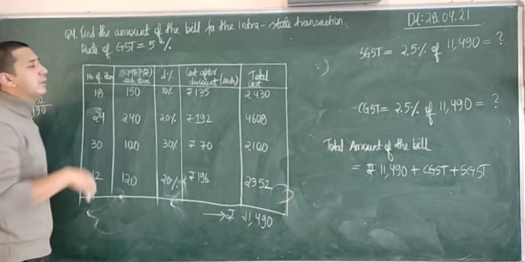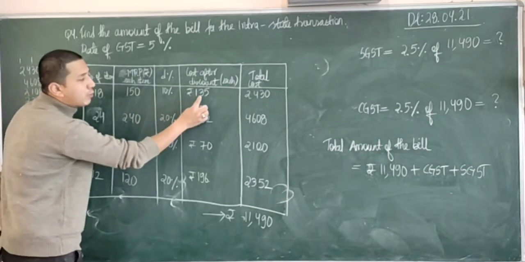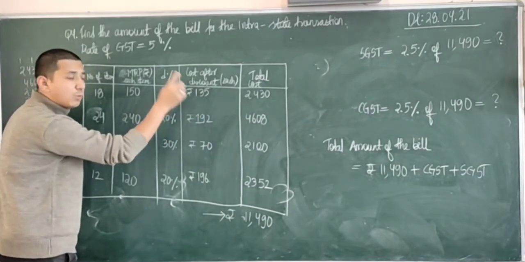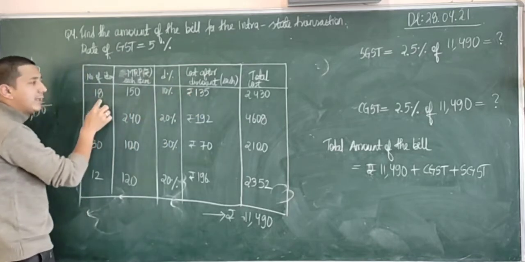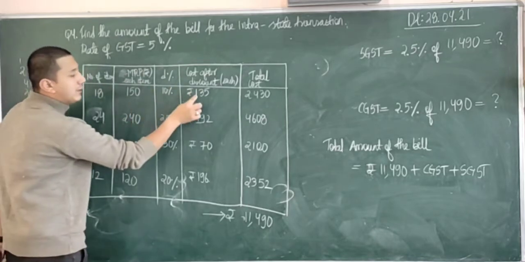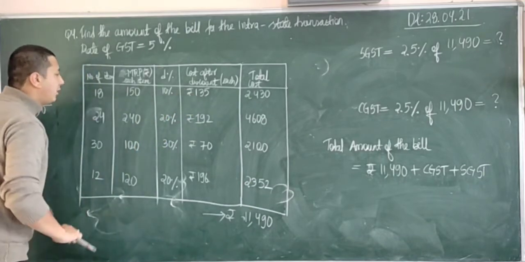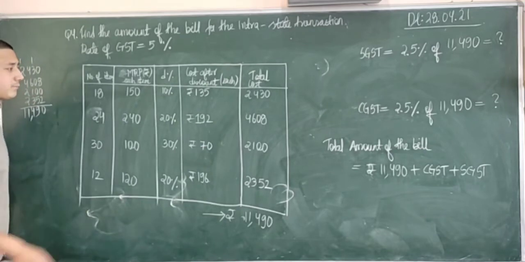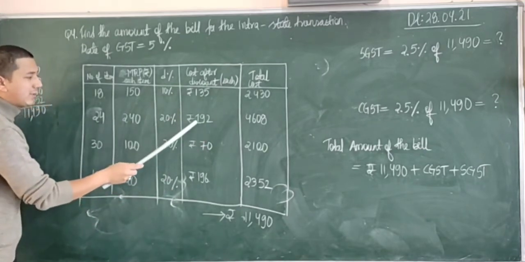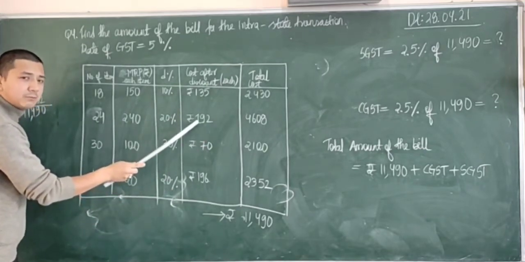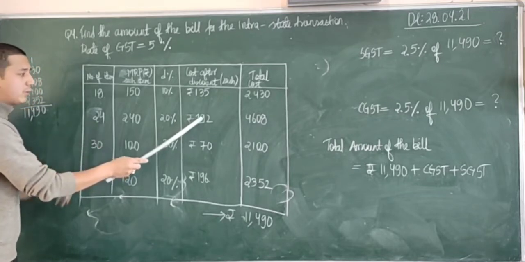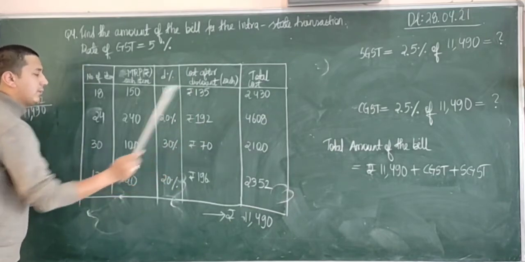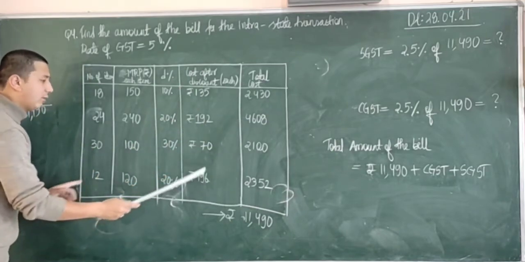Now I need to find the total cost, because after discount each item costs 135. How many items are there? 18. So 18 into 135. If you multiply 18 into 135, it is 2430. Similarly, the cost of each item is 192 after the discount. How many items are there? 24. So 192 into 24 will be this. 70 into 30 is this. And 196 into 12 will be this.